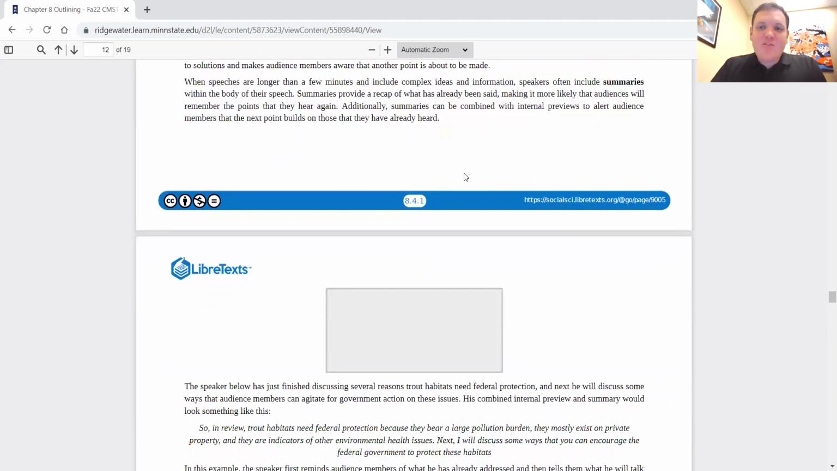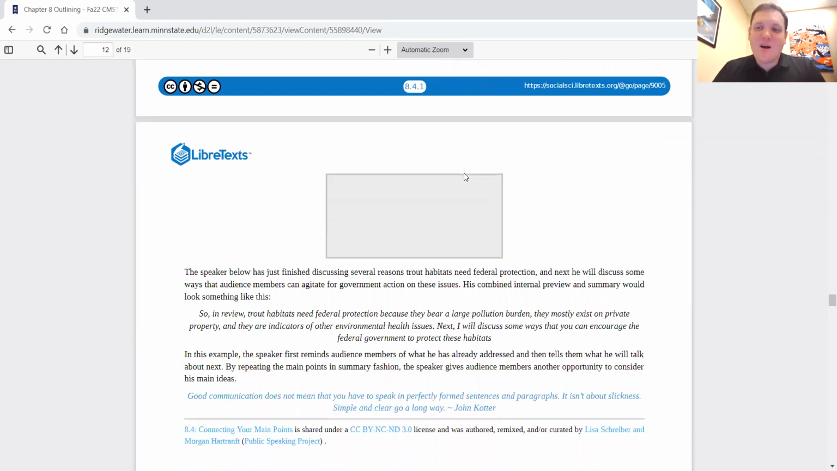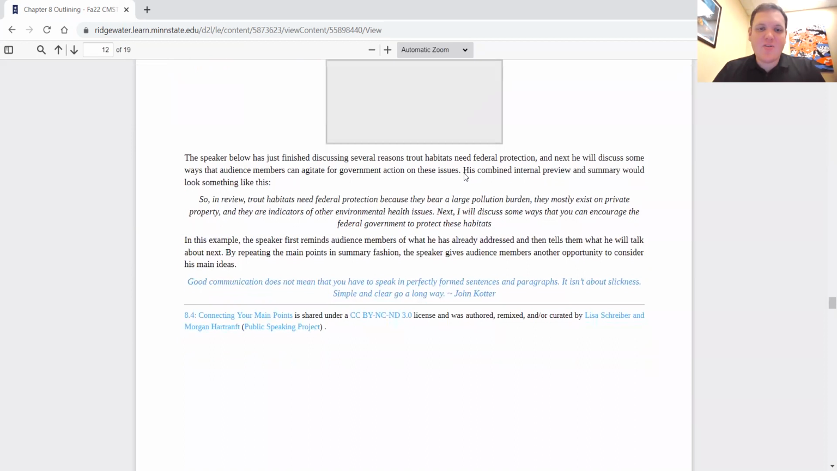We also have summaries. Summaries are looking backwards. Now that I talked about the problems, I'm going to talk about the solution. So again, summaries are like internal previews, but they look backward and recap what you just said. We're used to giving an overview of main points in the introduction and restating them in the conclusion. These are when you do it in the middle of the speech, transitioning between one point and another before going into more detail. So previews and summaries can be very helpful in transitioning from one topic to another.